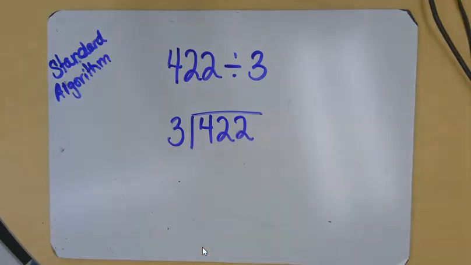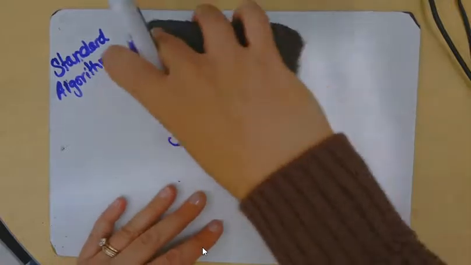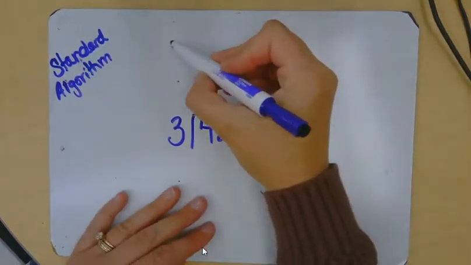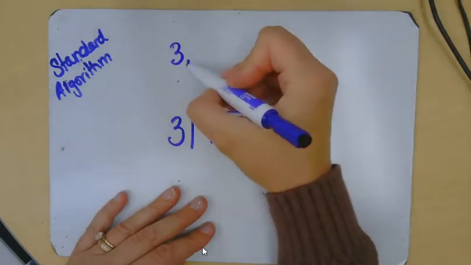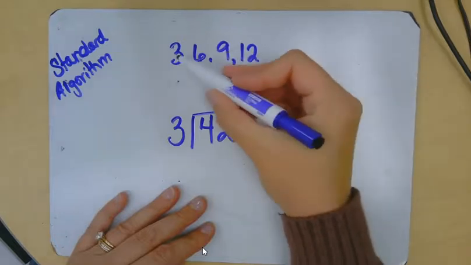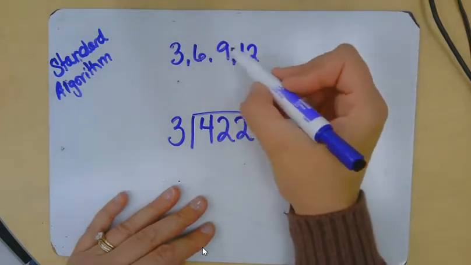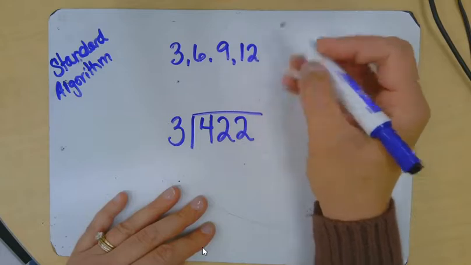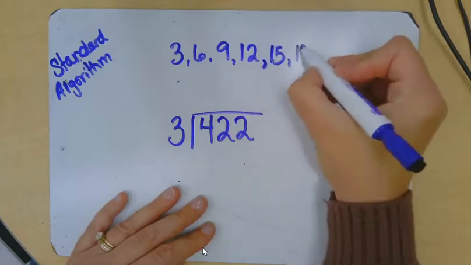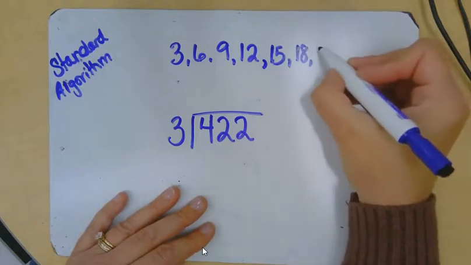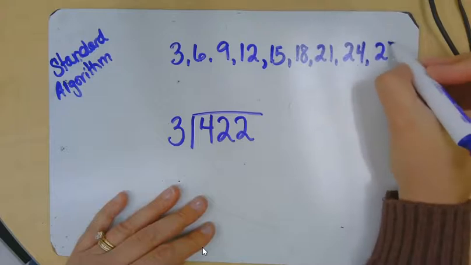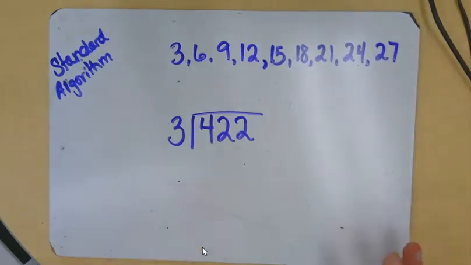And then the next thing I like to do is write out my multiples of 3. So, and I go up to 9. So 3, 6, 9, 12, because 3 times 1 is 3, times 2 is 6, times 3 is 9, times 4, times 5, times 6, times 7, times 8, and times 9. So now I have all my multiples of 3.